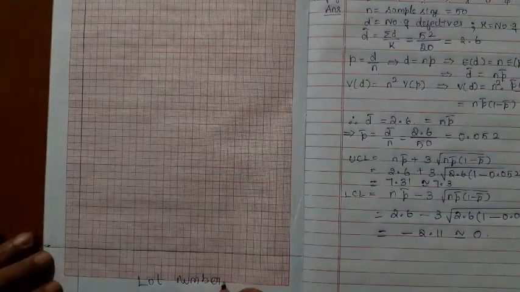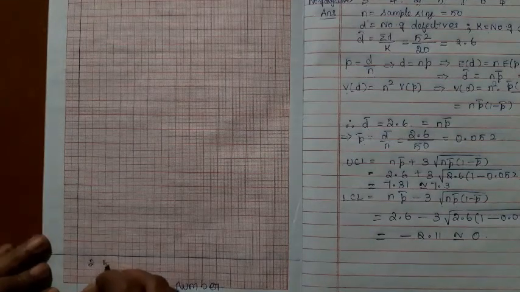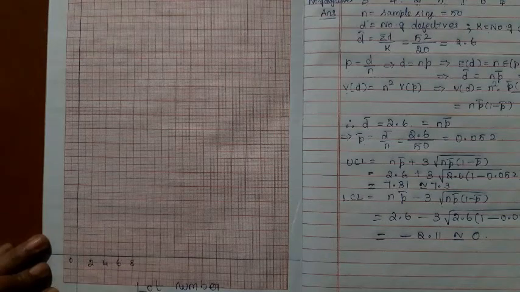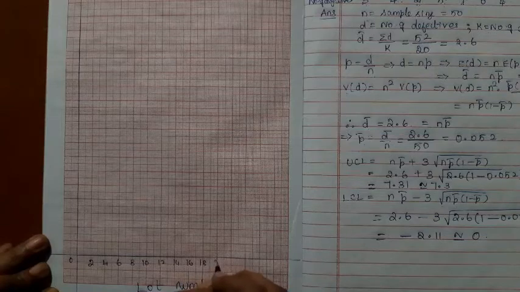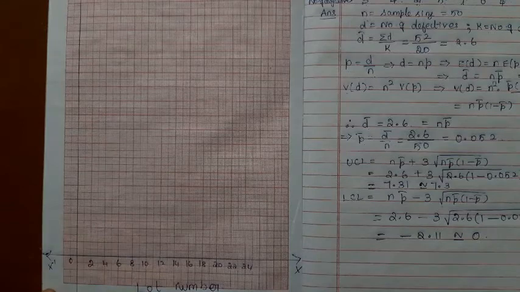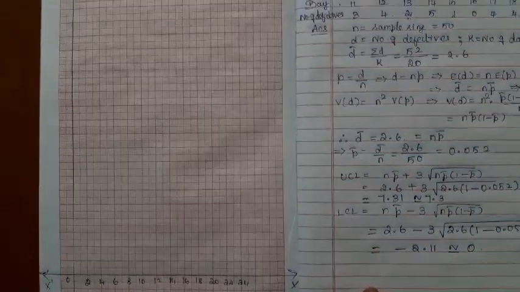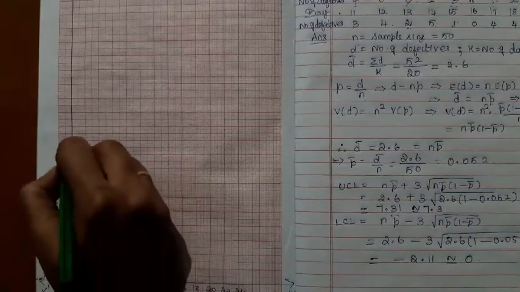That plotting is possible. Let me write lot number on the x-axis. I have 20 lots, 20 lines I don't have here, so let me take it as 2, 4, 6, 8, 10, 12, 14, 16, 18, 20. Then on the y-axis I don't have any problem, I have enough space. Let me take it as 1, 2. This will be sufficient.